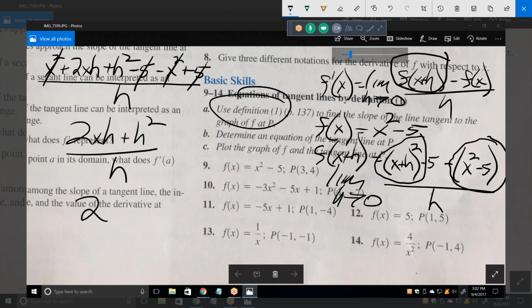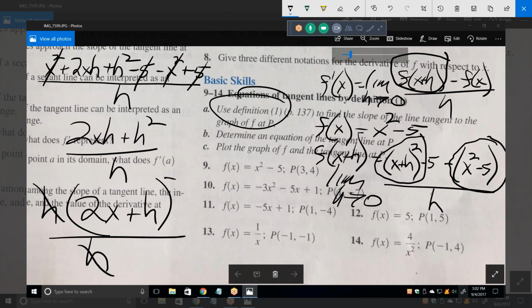So you end up with, well, let's not skip a step. Here, let's make sure we do this. So that's what we did. I factored out an h, and then I canceled them. And now, what's the limit of that as h goes to 0? 2x. Exactly. So f prime of x equals 2x.